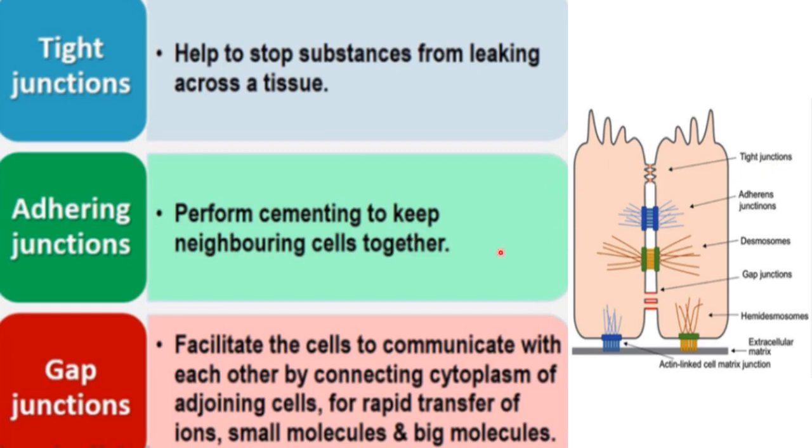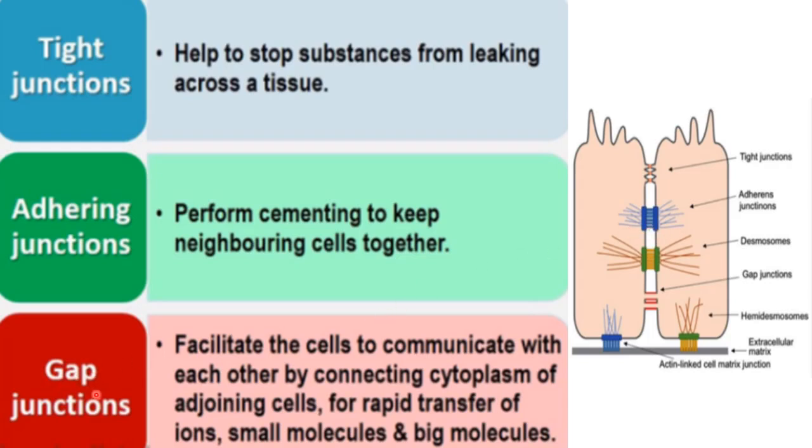Second type of junction which is found between adjacent cells is adhering junction. So these adhering junctions are present here. You can see here this blue colored junction, and it performs cementing to keep neighboring cells together. Okay, as cement keeps two bricks together, likewise this adhering junction keeps two cells together. So we can say it acts like a cementing material to keep two neighboring cells together, right?